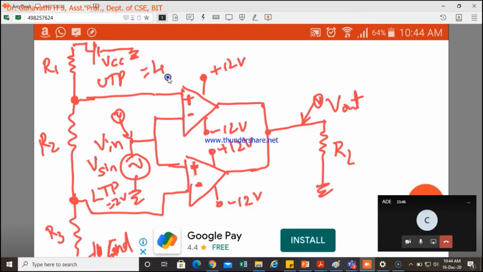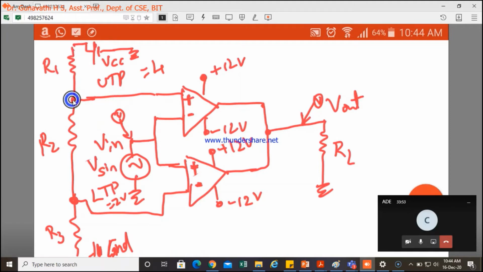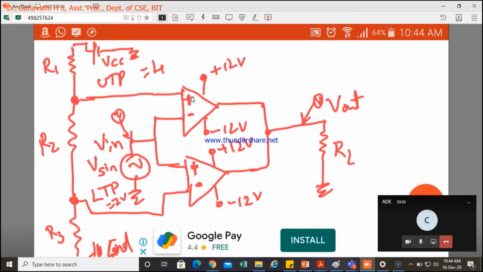First we'll understand the working of this, and later we'll work on how to design it. Now the upper threshold voltage has been applied across the positive terminal. Let's take our input as like this.